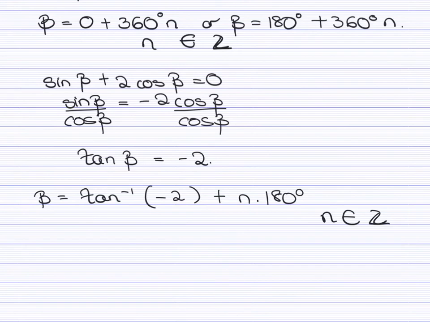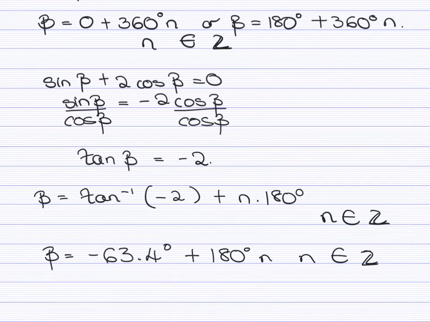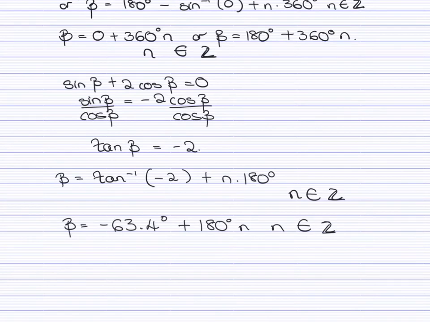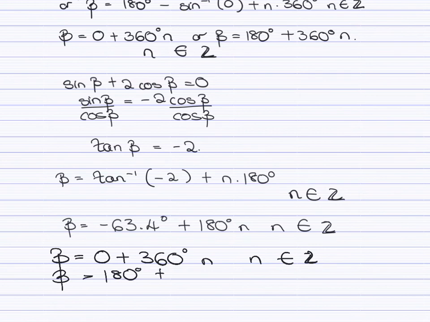And I plug in inverse tan on my calculator. Again, your question was asking for one decimal place, so your answer would be minus 63.4 degrees plus 180n, and n is an integer. Okay, so for this question, you have a general solution that will have your sine, then you have your general solution that has your tan. Okay, so your three answers, that's the one. The other one is the 0 plus 360 degrees n, n is an integer, and the other one, 180 plus 360 degrees n, n is also an integer.